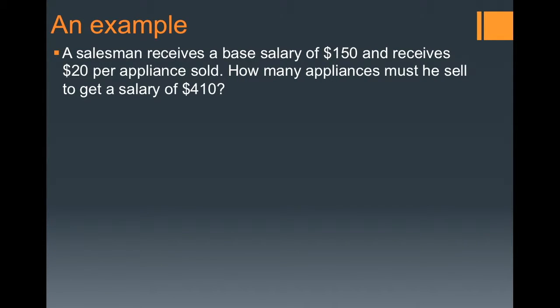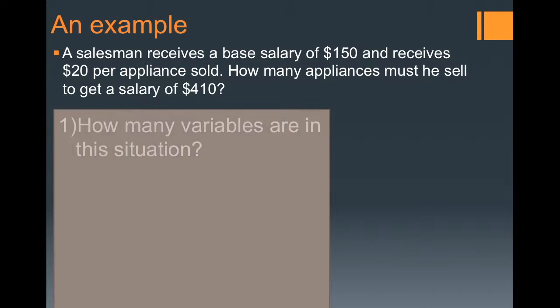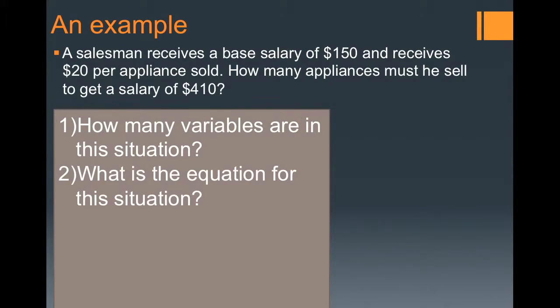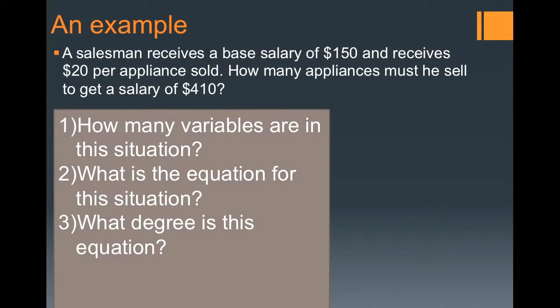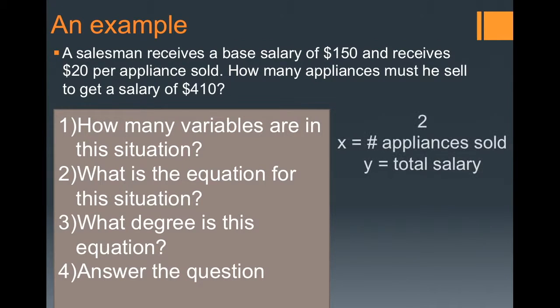I want you to answer a few questions before I give you the answer. First, how many variables are in this situation? Second, what is the equation for this situation? Third, what degree is this equation? And finally, just answer the question. In this situation, there are two variables, x and y, and in this case, we'll call x the number of appliances sold and y the total salary that a salesman will receive.